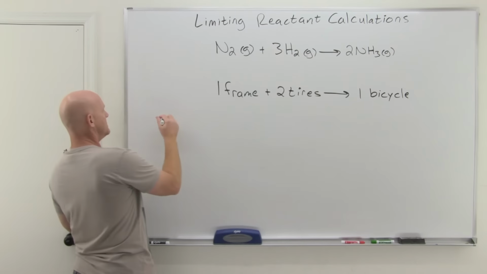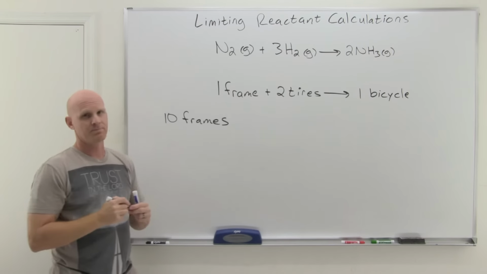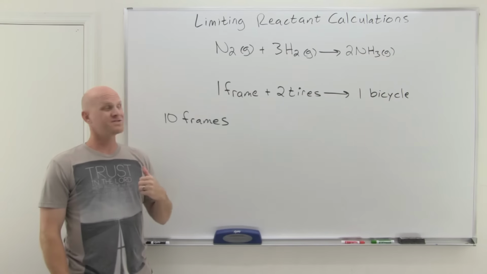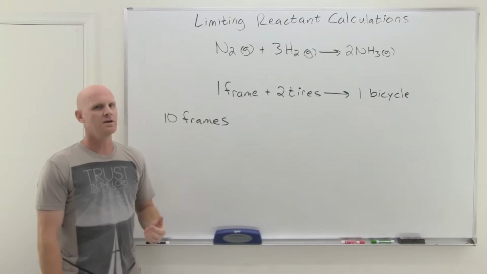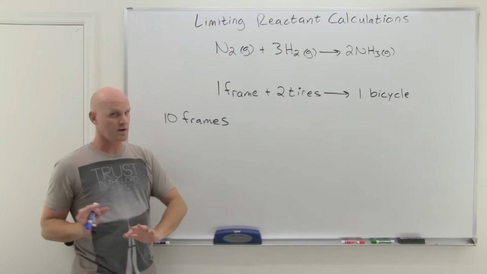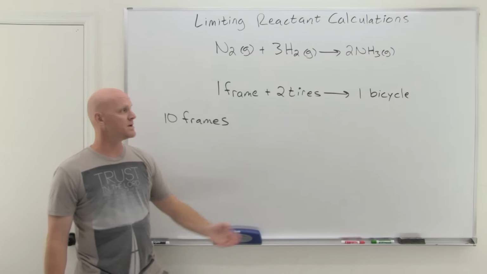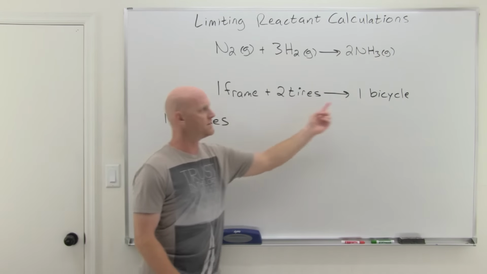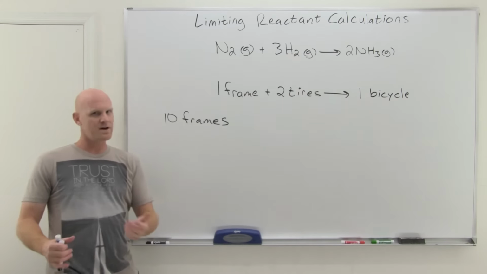So let's say that I gave you 10 frames. My question would be, you got 10 bicycle frames, what number of tires do you need to use up all your frames? Well, based on the 1-to-2 ratio, you would need 20 tires. And I'm guessing there's a really good chance you're not struggling to figure this out. My next question is, if I give you 10 frames, what is the greatest number of complete bicycles that you could make? Well, 10. It's based on a 1-to-1 ratio. For every frame, you can make no more than one bicycle, so 10 frames can make 10 bicycles.